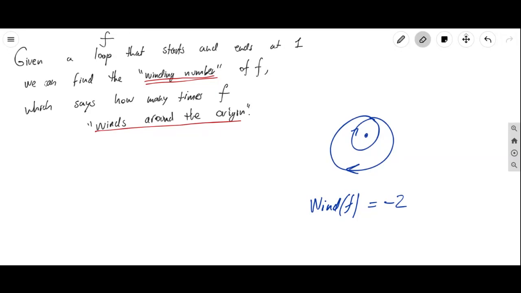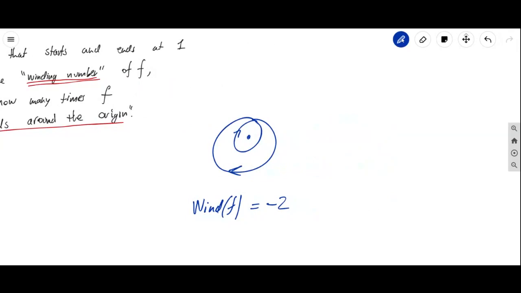And I guess I should say another thing. If you have this, let's say it goes around like that, and then you kind of backtrack. So this is the way the path goes. You go clockwise, you go once around, and then you backtrack in the opposite direction. Then here the winding number would actually be 0.